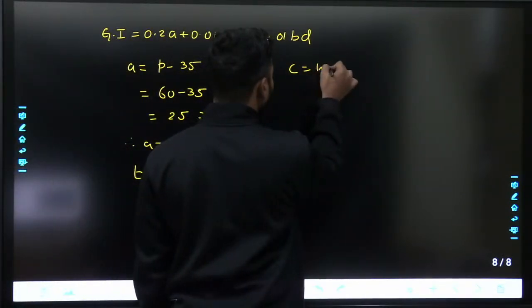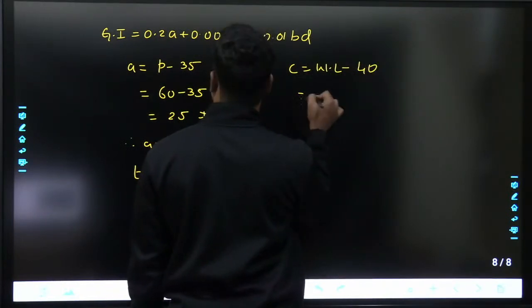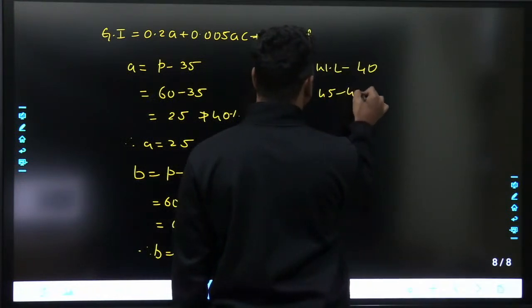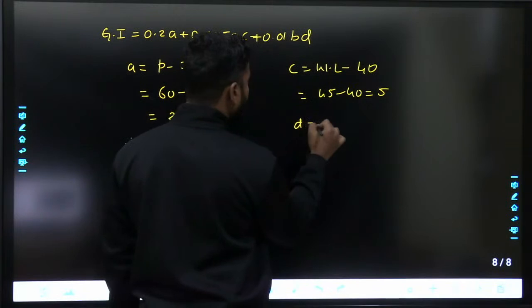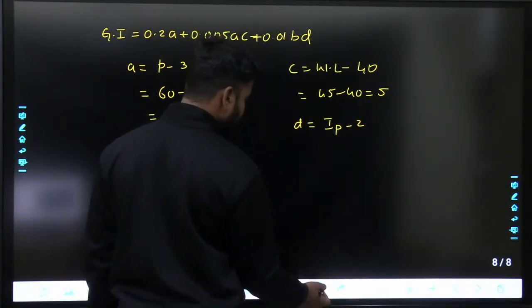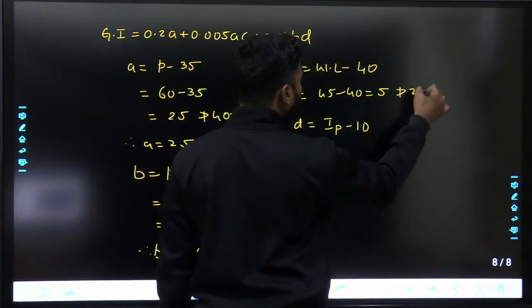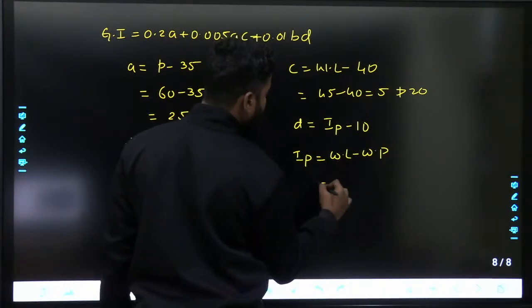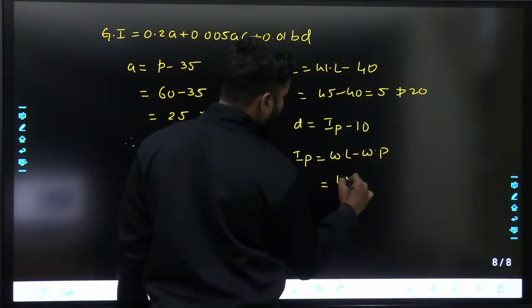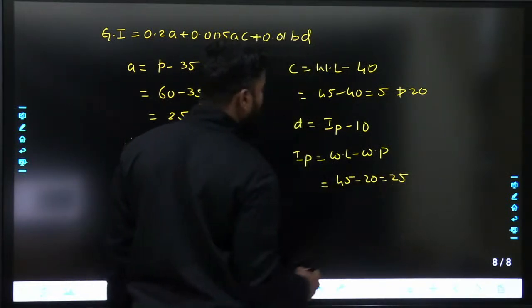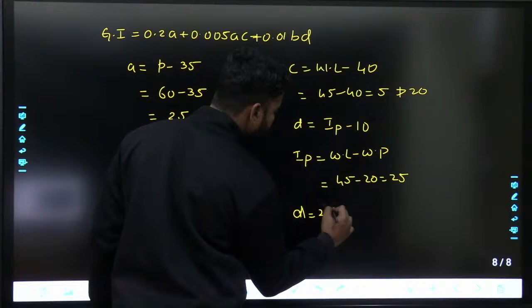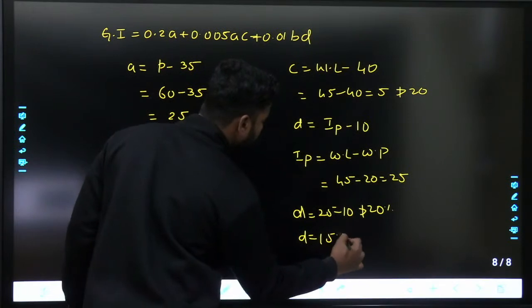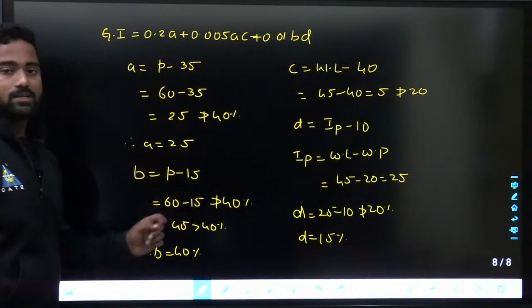C equals liquid limit minus 40. Liquid limit is how much? 45 minus 40, that equals 5. D equals IP minus 10, which should not be more than 20%. IP value is how much here? Liquid limit minus plastic limit. Liquid limit is 45, plastic limit is 20, so IP would be 25. D equals 25 minus 10, it should not be more than 20%. So, D you will be getting as 15%. So, this is A, B, C, D.